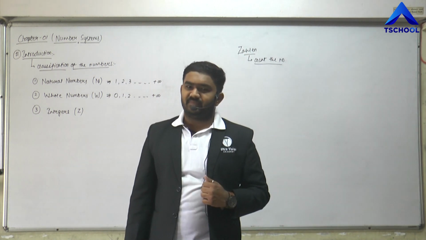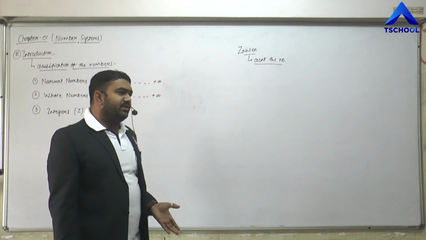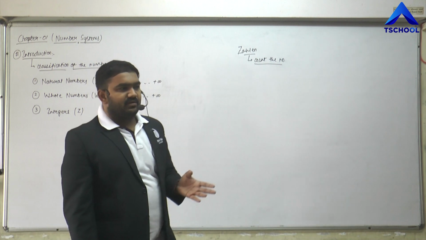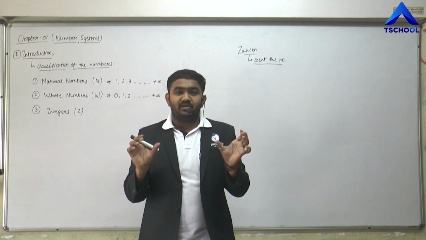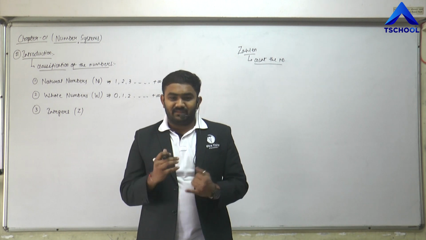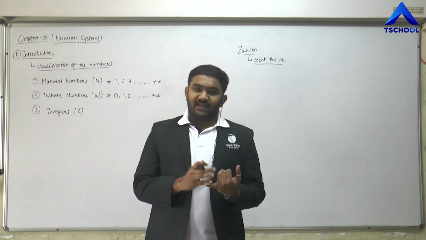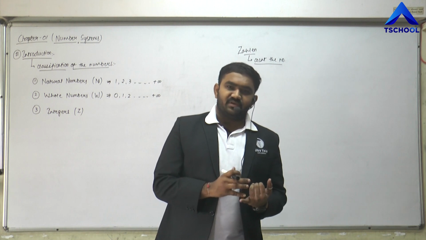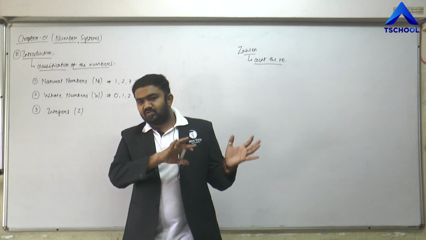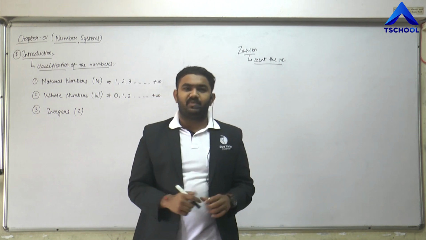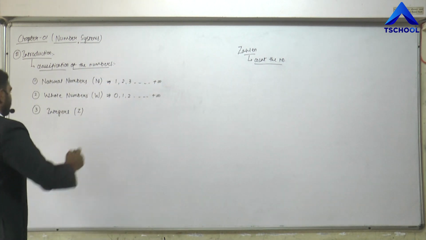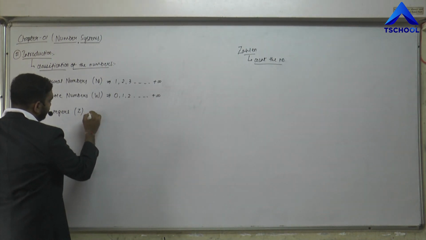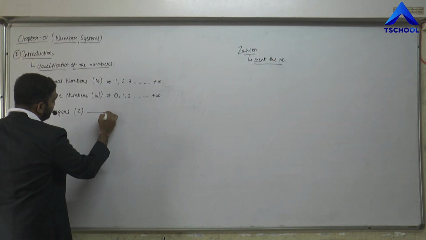Integers basically means all the numbers present in this universe, but only the perfect numbers, rather than taking the decimals, the rational numbers, or the irrational numbers. Those numbers are removed, and only the perfect numbers are known as the integers. So integers are subdivided into three categories.